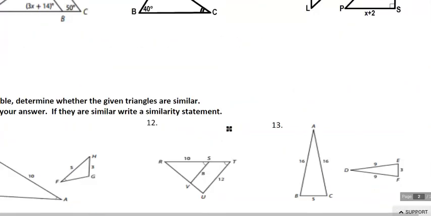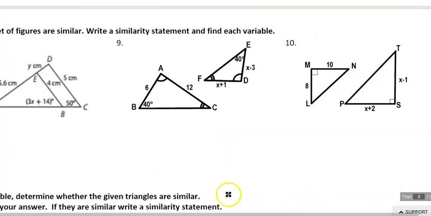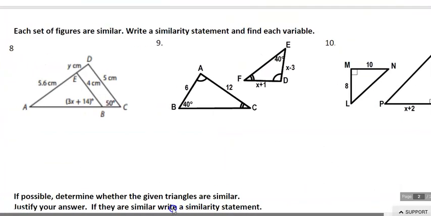Okay, let's flip it over. So here on the back side, we have triangles that are already similar. So we don't have to worry if they're similar or not. We just have to find the missing variable. So you want to find some corresponding sides to solve the problem. So let's first look at the triangles and see what is congruent or what is similar to what.